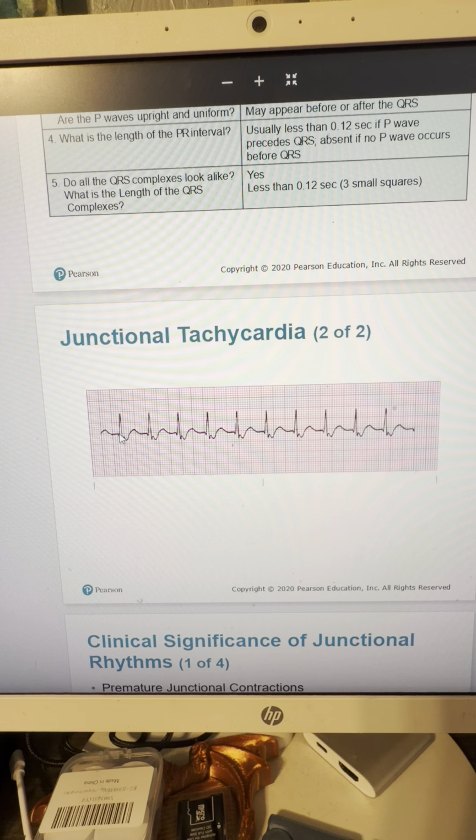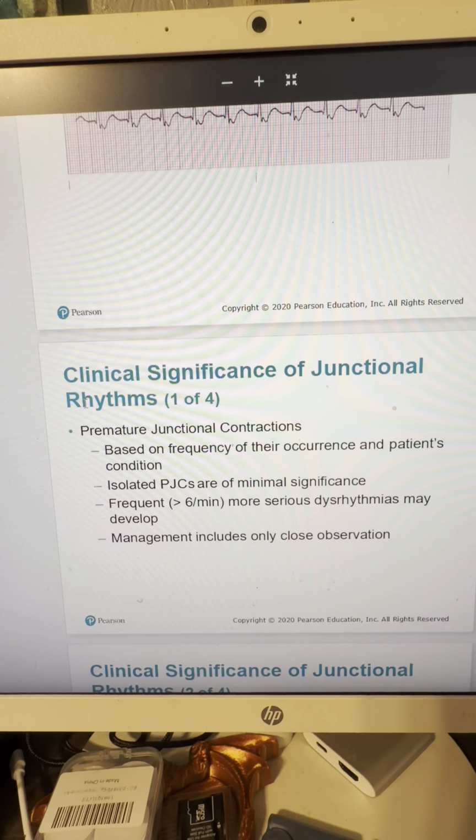So here's what it looks like. So you can't see a discernible P wave. Your rate is going to be 1, 2, 3, 4, 5, 6, 7, 8, 9, 10. So over 100, because there's probably another one here. So around 110, 120. And it's just junctional tachycardia.